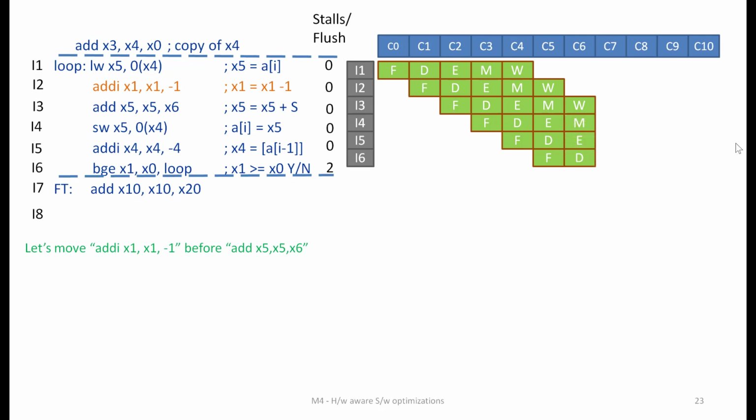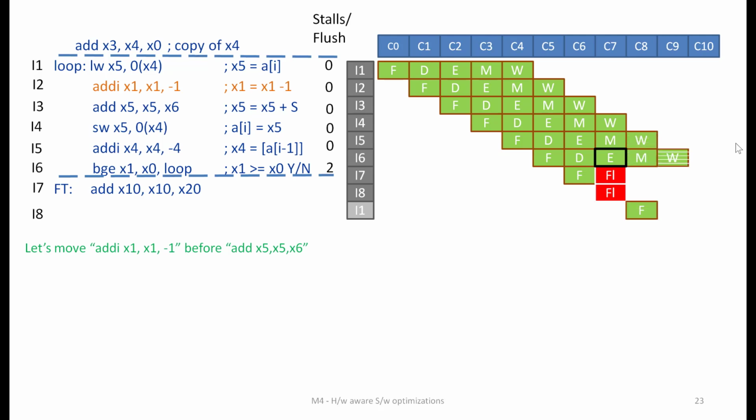In C6, we would continue with fetch of I7. In C7, we will fetch I8, and at the end of C7, we will now know the branch direction and flush the pipeline and start fetching I1 in C8. And in C9, we fetch I2. This is I2 for the second iteration of the loop.